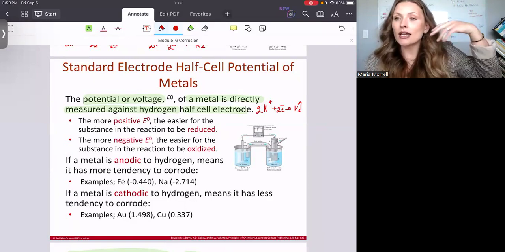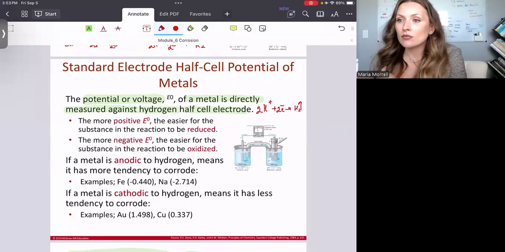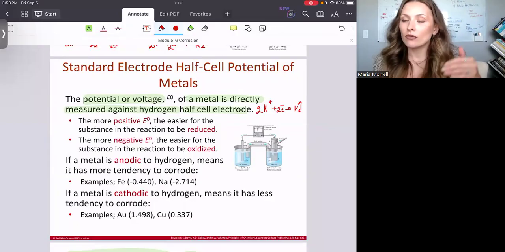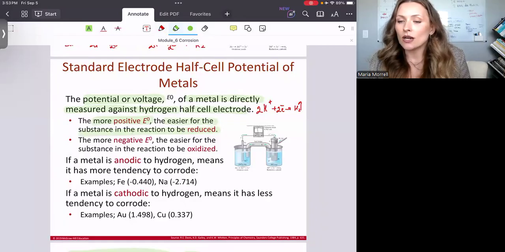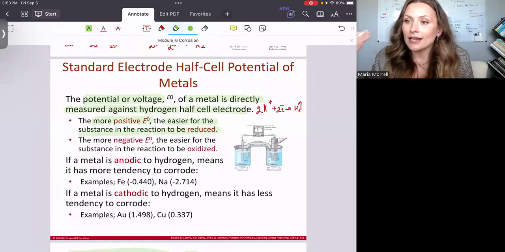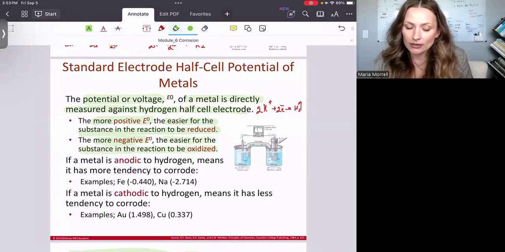And then the number that I see on my voltmeter is going to allow me to rank the metals as more cathodic or anodic, right? And the rule is, the more positive the E naught, the easier it is for the substance in the reaction to be reduced, or in other words, the less tendency to corrode this material has. The more negative the E naught, the easier it is for the substance in the reaction to be oxidized, meaning that it has a higher tendency to corrode, right?